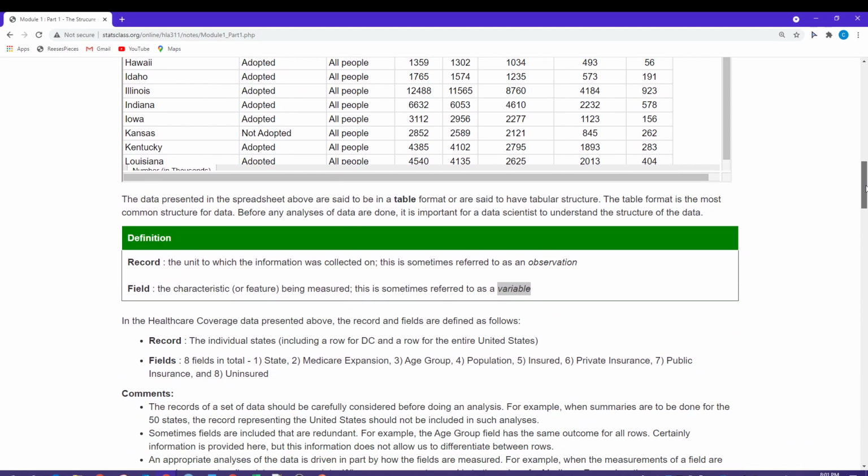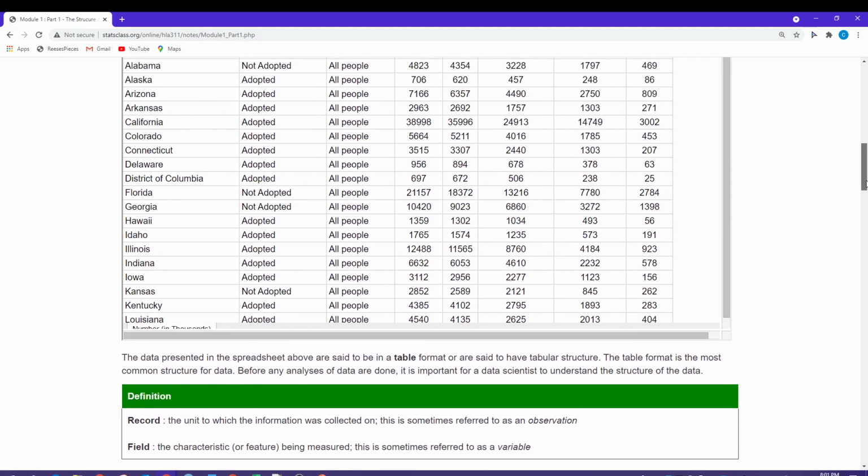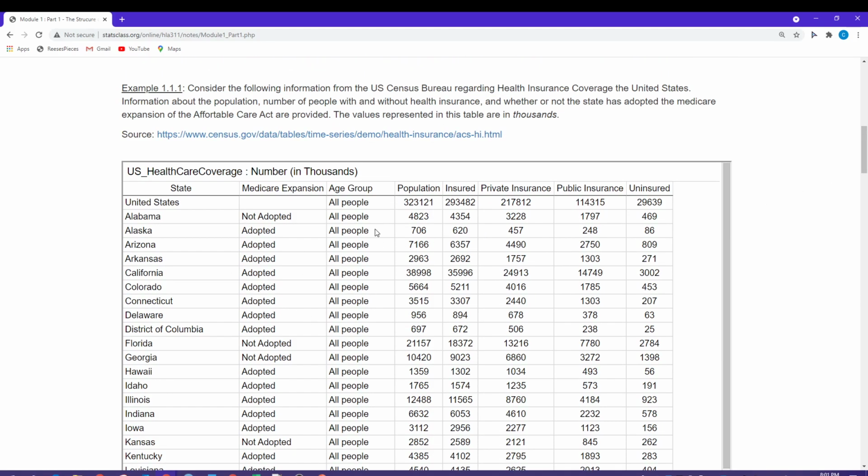As far as the fields, I already mentioned that. The fields, there's 8 in total here, and that just represents all the different columns that I have in my data frame or in my data set. So I might use that term data frame interchangeably there. What I mean by that is just the data table.